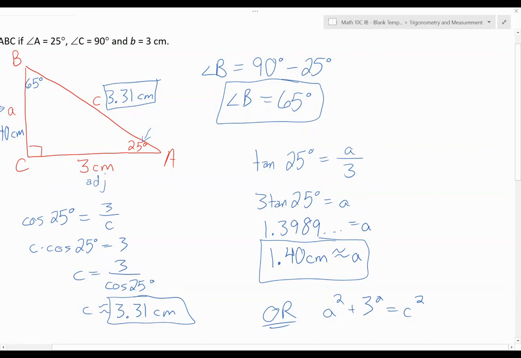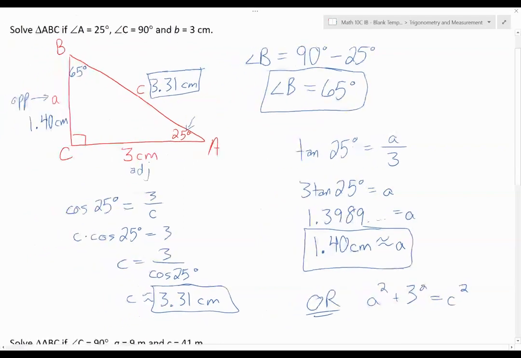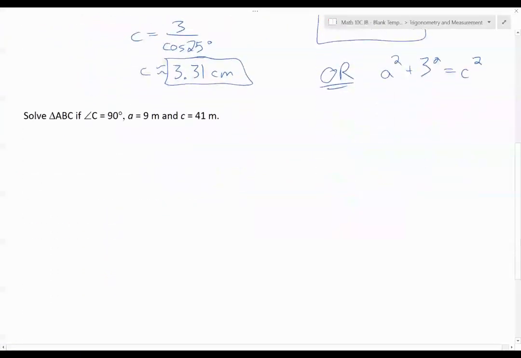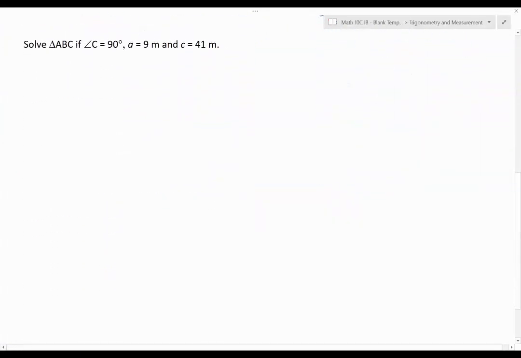So the more things you know, the more options you start to have. Often when you're solving a triangle, you won't have very many choices for the first thing to calculate, but once you've calculated that first thing, the rest of them become a little easier.